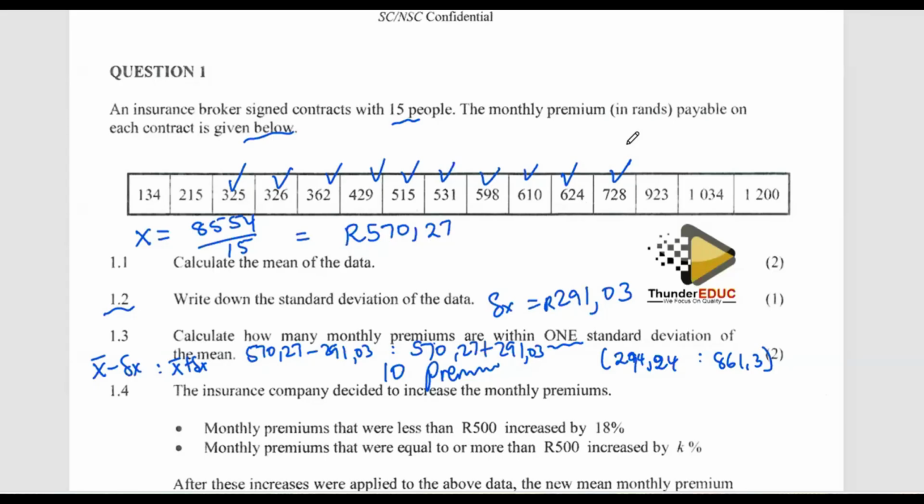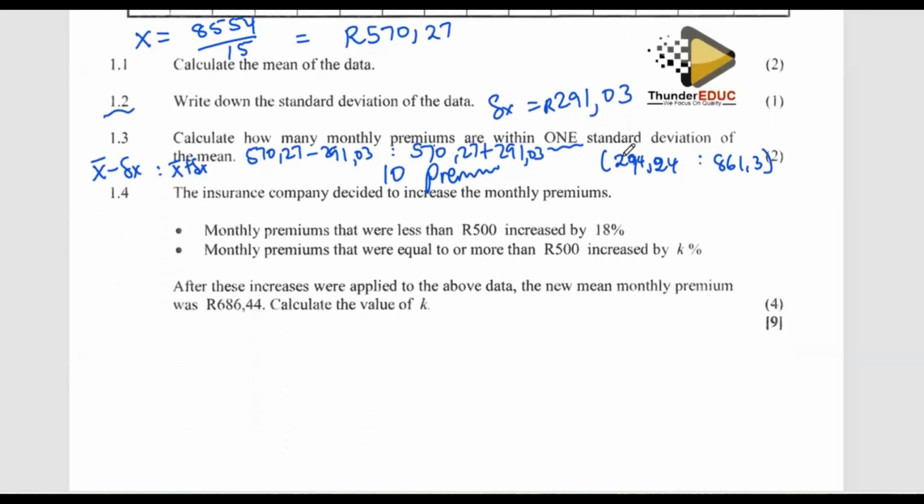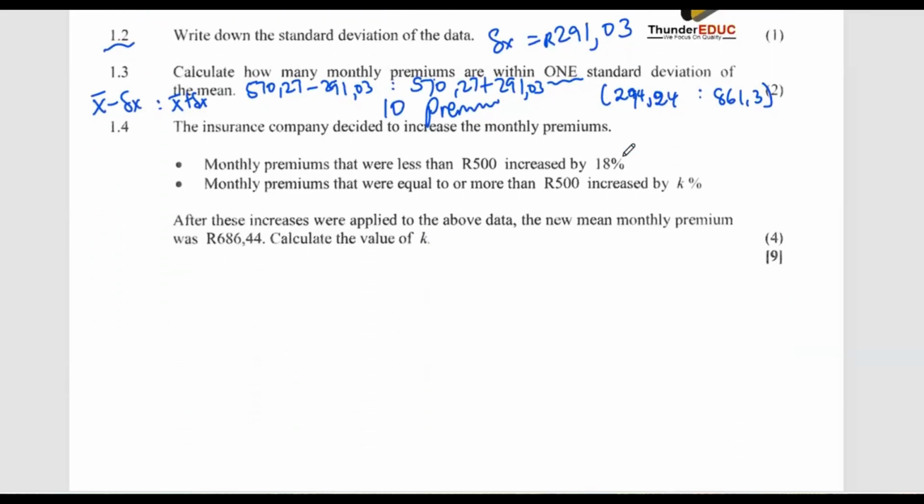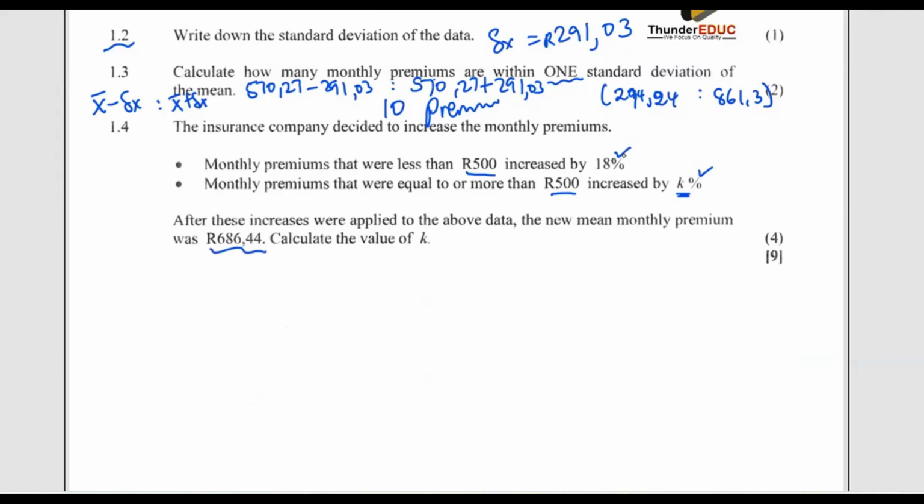Now 1.4, they're telling us that the insurance company decided to increase the monthly premiums. The monthly premiums that were less than 500 were increased by 18%, and those of 500 or more were increased by a certain percentage, which is k. After the increments, a new mean was determined as 686.44. They want us to get the value of k.